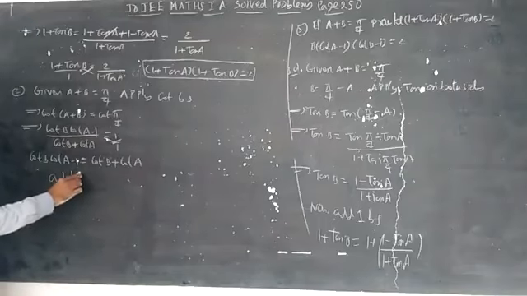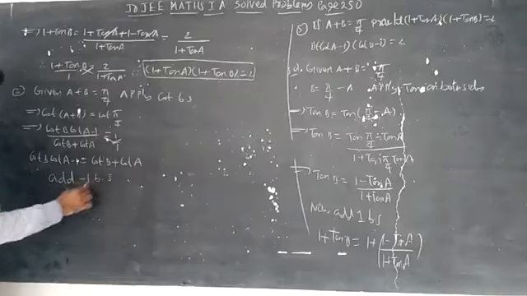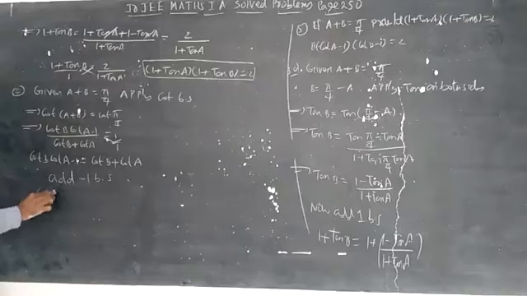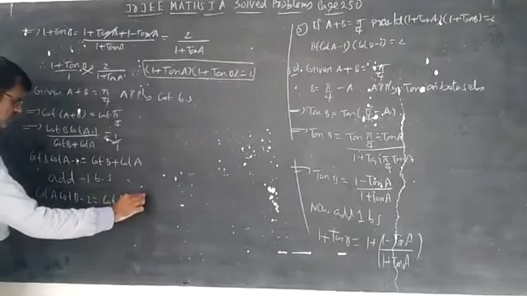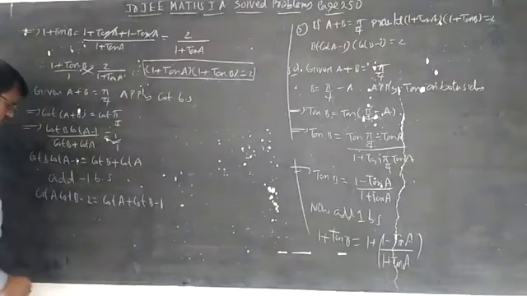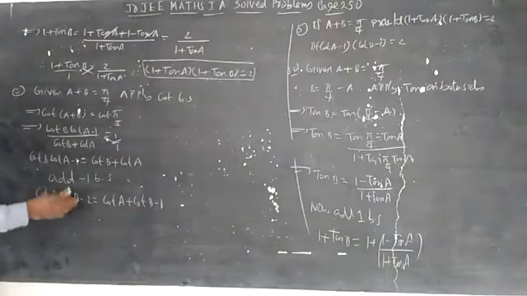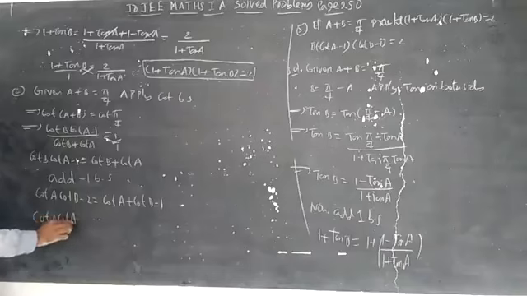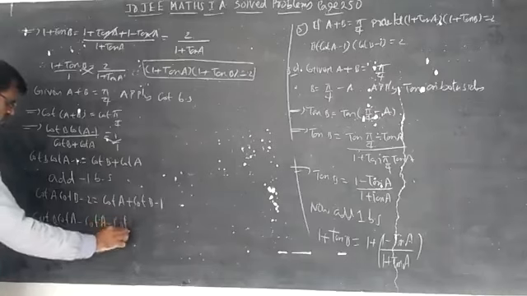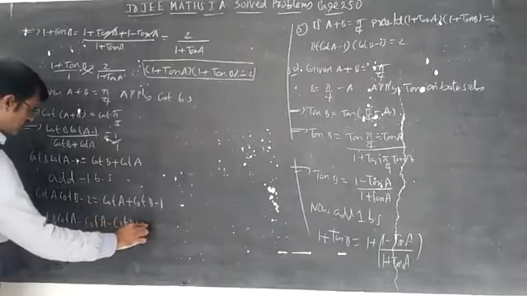So add, here we get 2. Add minus 1 both sides, right. Now cot a cot b minus 2 is equal to cot a plus cot b minus 1. Those terms taken this side. Here cot b cot a minus cot a minus 1 minus cot a minus cot b plus 1 is equal to 2.